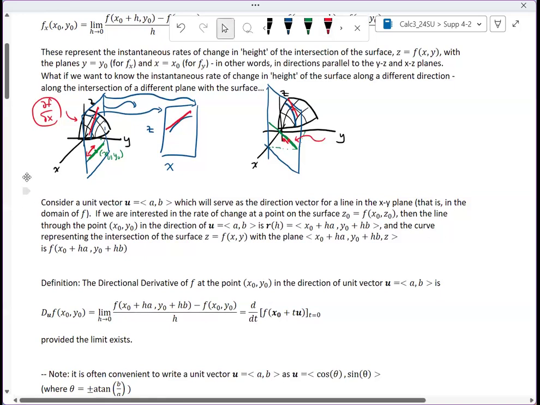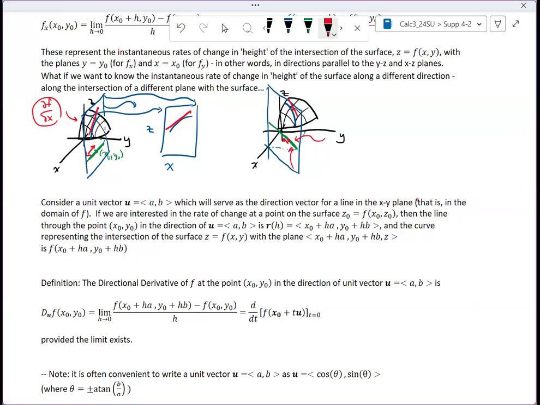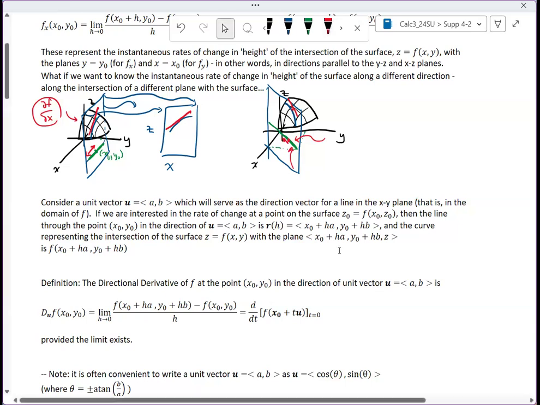Okay, so let's consider a unit vector u equals ⟨a, b⟩. This will serve as the direction vector for a line in the xy plane, this line of interest here that's in the domain of f.